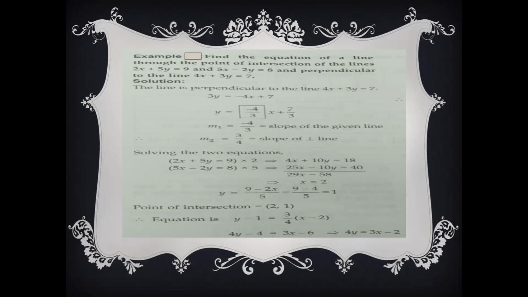29x equal to 58, so x equal to 2. Once we got the value of x equal to 2, we substituted in the equation. We got y value as equal to 1. Now we have point 2 comma 1. We have slope 3 by 4. Substitute in the फॉर्मूला y माइनस y1 इक्वल टू m x माइनस x1. उसमें डाला, हमको इक्वेशन मिल गया, 4y इक्वल टू 3x माइनस 2. So in this particular question also, if you see, conditions given थी हमको दो.